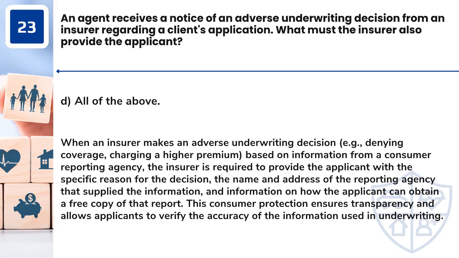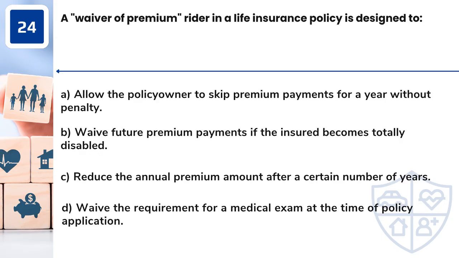Question 24. A waiver of premium rider in a life insurance policy is designed to A. Allow the policy owner to skip premium payments for a year without penalty. B. Waive future premium payments if the insured becomes totally disabled. C. Reduce the annual premium amount after a certain number of years. D. Waive the requirement for a medical exam at the time of policy application.